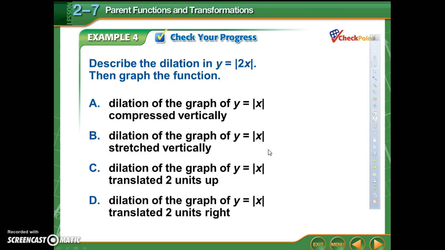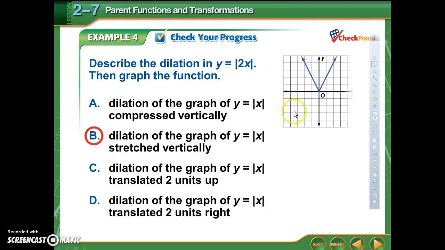Now if we multiply by the whole number, so now we change it to the absolute value of 2x, you're going to see in your calculator that this one stretched it. It made it taller, made it a little bit skinnier, compared to the original one. So you can tell it goes on the inside of that negative 1, 1, negative 2, 2.